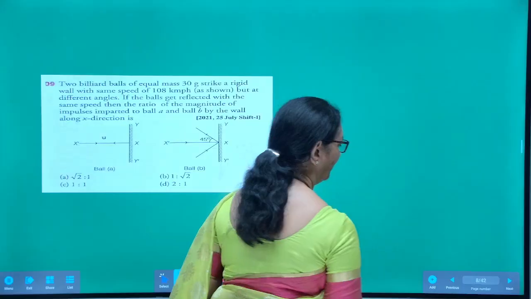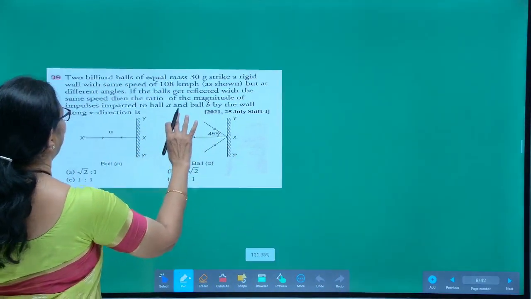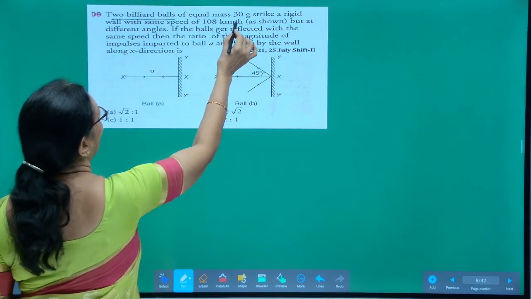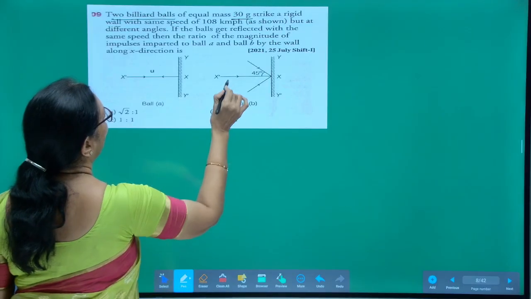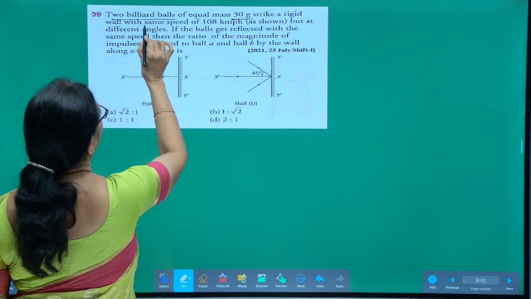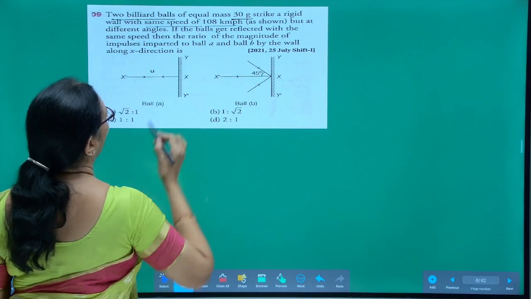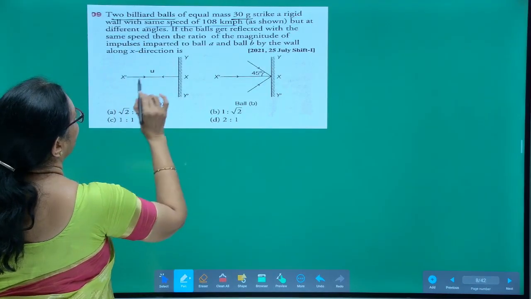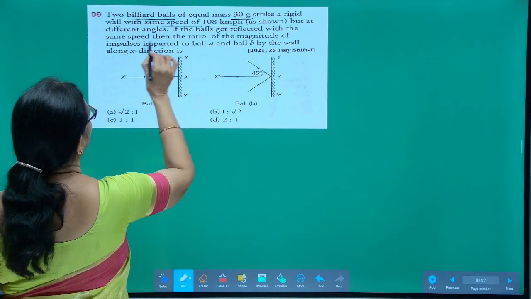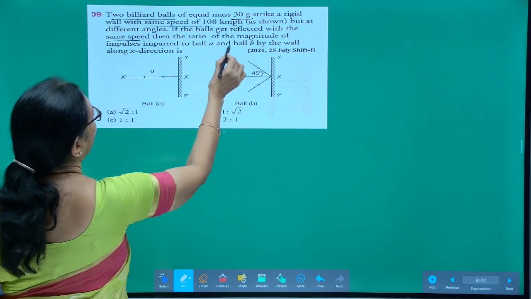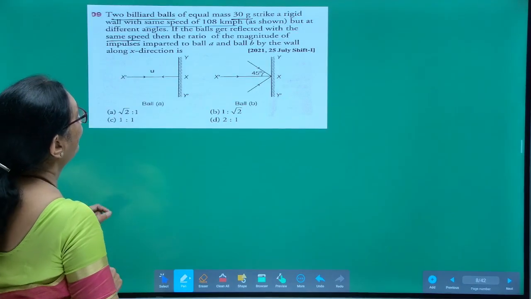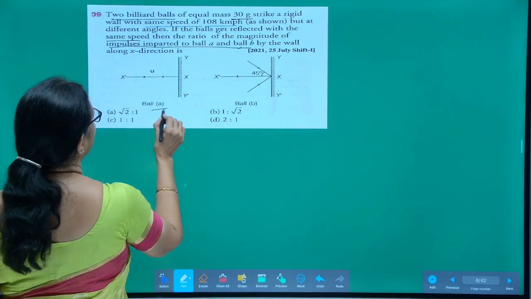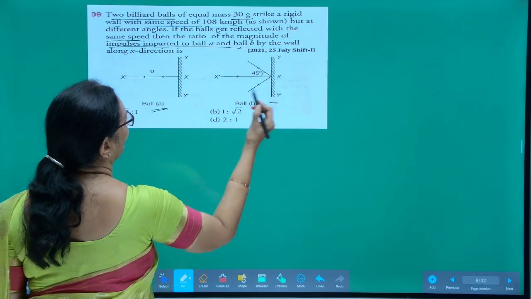Okay? Now, look here, it is an interesting question. 2 billiard balls of equal mass 30 grams strike a rigid wall with the same speed of 108 kmph as shown, but at different angles. If the balls get reflected with the same speed, then the ratio of the magnitude of impulse imparted to the ball A and B. This is ball A and this is ball B.